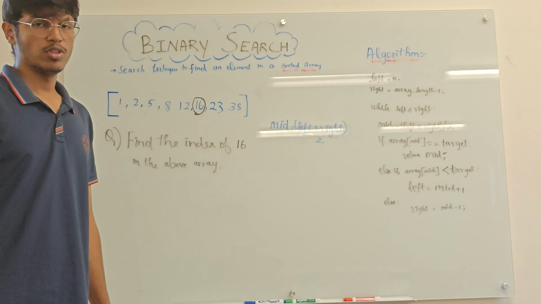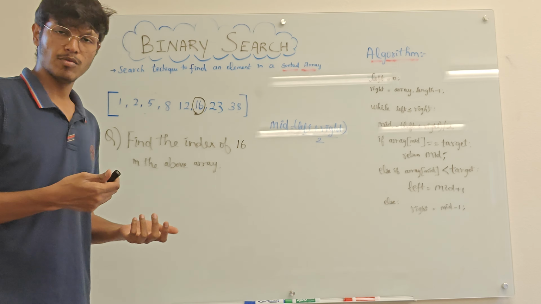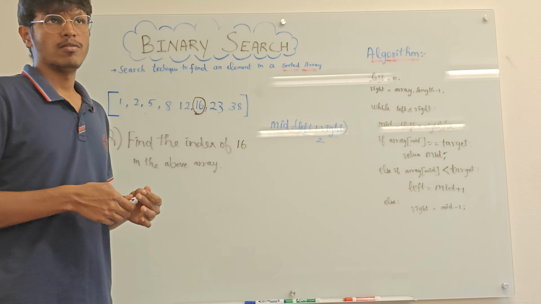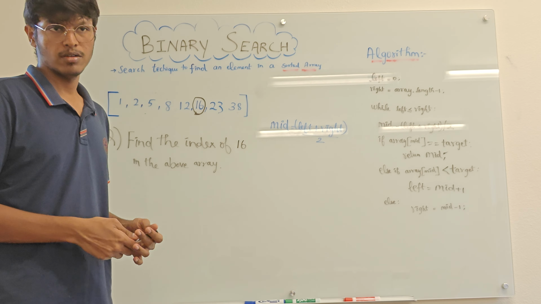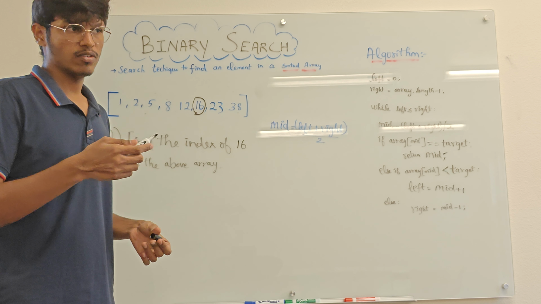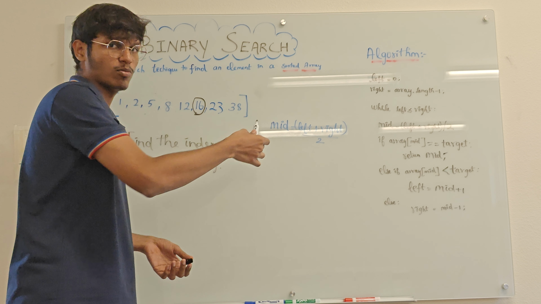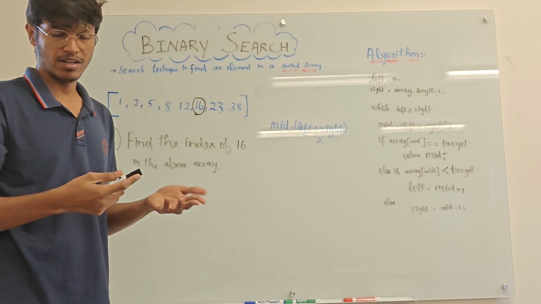Today I'll be explaining the binary search algorithm. Binary search is a technique used to find the index of an element in a sorted array. The array needs to be sorted. This is a very important point to be noted: the array needs to be sorted to use the binary search technique, otherwise the technique fails.